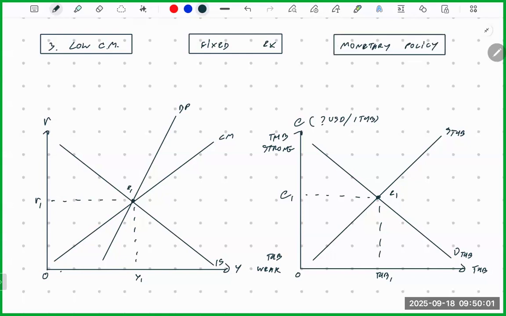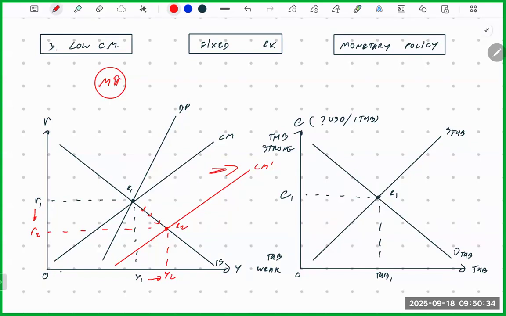For the monetary policy, if the central bank wants to stimulate the economy, what they can do is inject more money into the economy, increasing M, right? By doing this, the LM curve shifts to the right, the equilibrium point changes, E1 to E2, GDP increases, Y1 to Y2. The real interest rate goes down, R1 to R2. Right? And then what next?